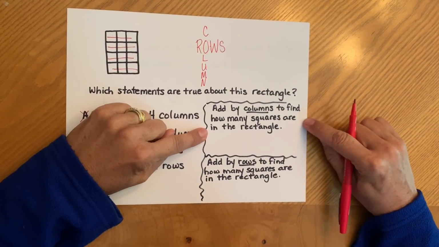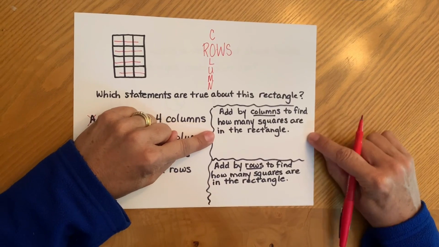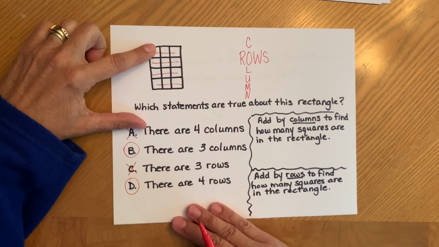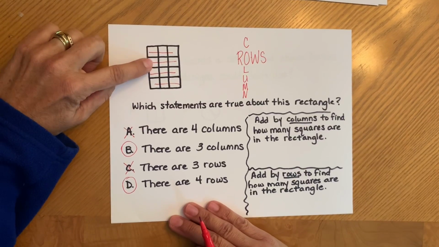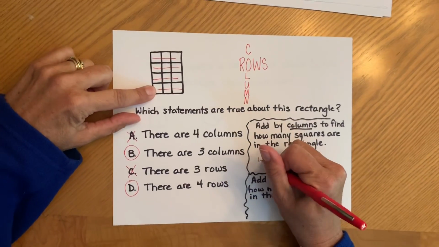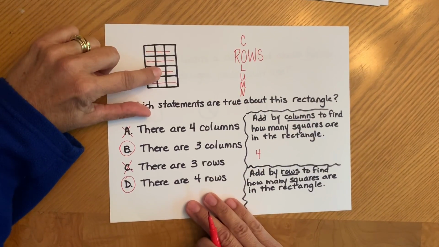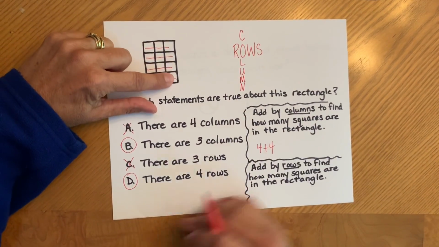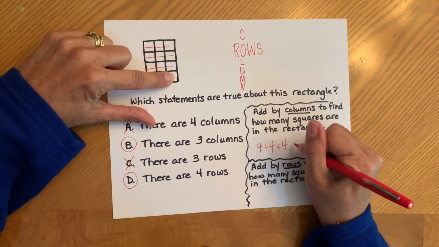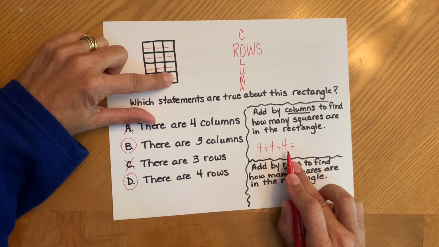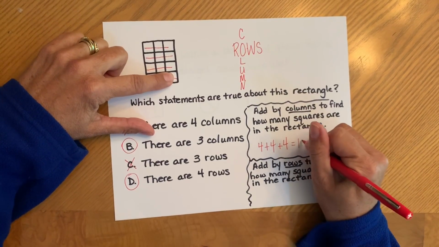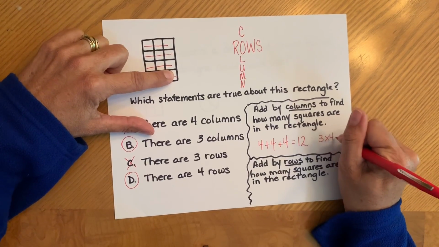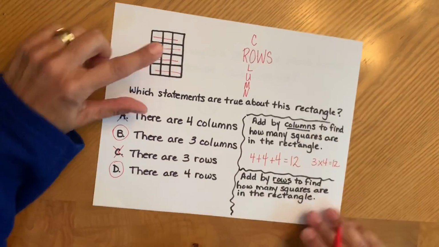Now, look at this question right here. Add by columns to find out how many squares are in the rectangle. When we look at columns, how many squares are in each column? 1, 2, 3, 4. 1, 2, 3, 4. 1, 2, 3, 4. So 4 plus 4 plus 4 is 12, right? 3 times 4 equals 12.